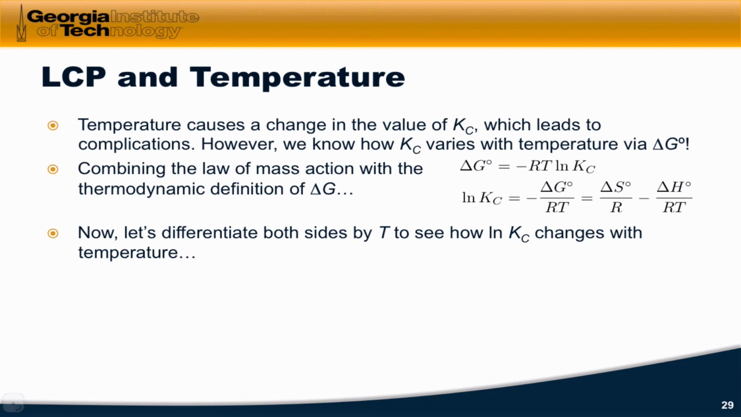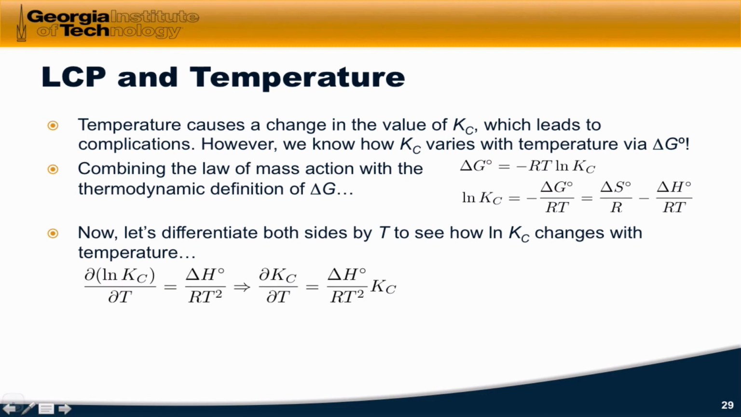So to make this a little bit more clear, let's differentiate both sides by the temperature to see how the natural log of K changes with temperature. More specifically, we're going to focus on the sign of d natural log of K dT to see this. So when we do this differentiation, we get that the derivative of the natural log of Kc with respect to temperature is equal to the derivative of the right-hand side, the derivative of this with respect to temperature.